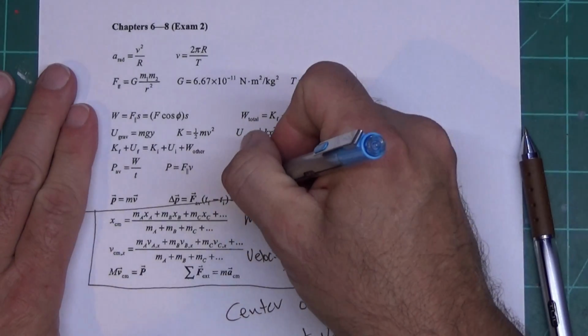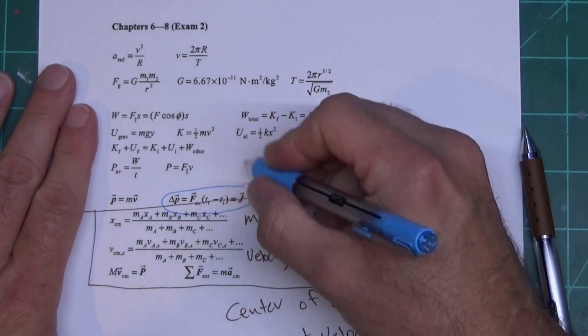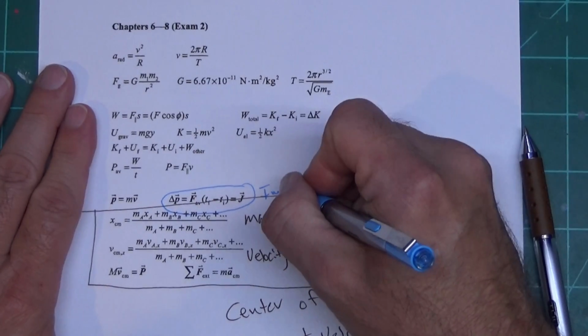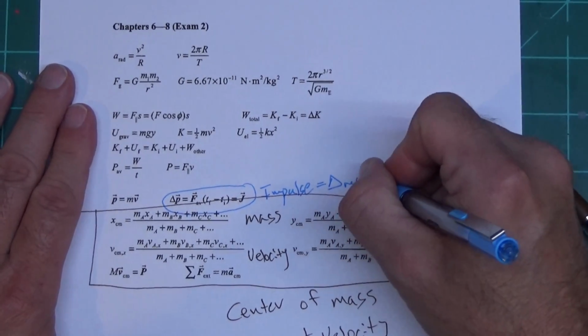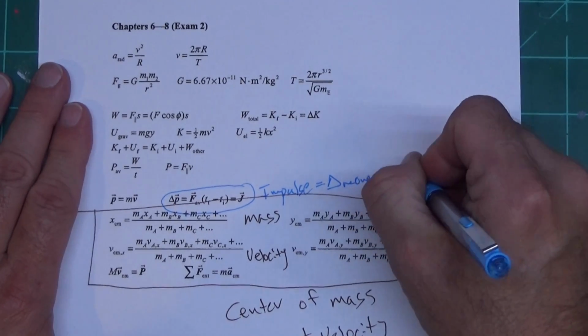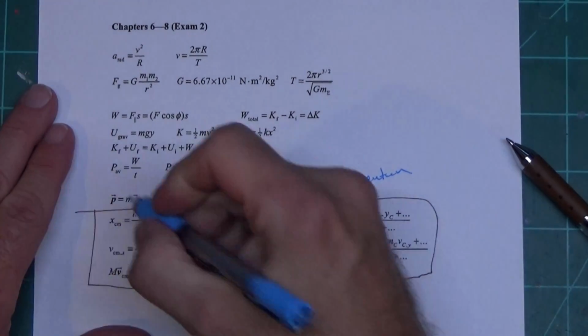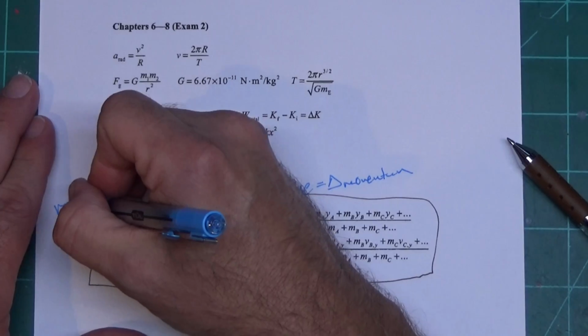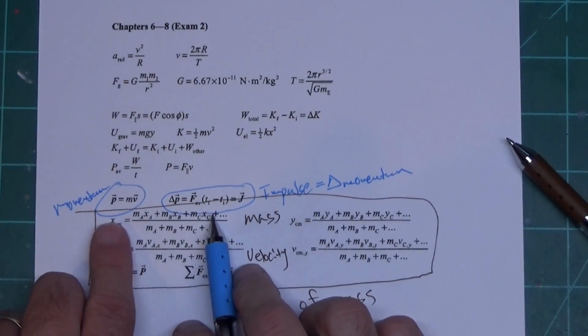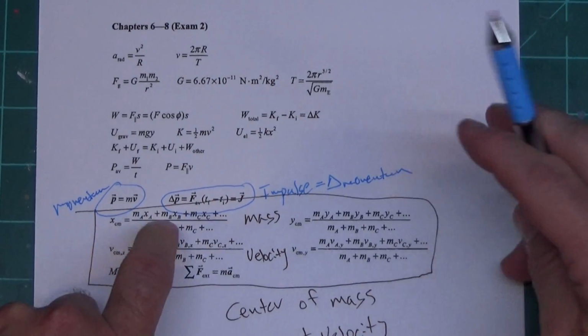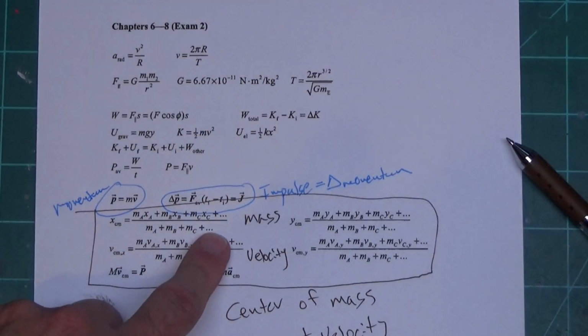What we have right here is impulse equals change in momentum. That's what we have right there. And over here we have momentum. So impulse is change in momentum, that's momentum. That means this has to be energy right in here.